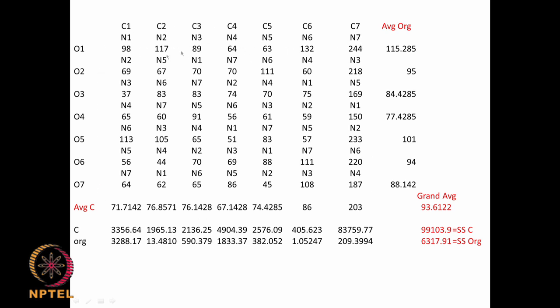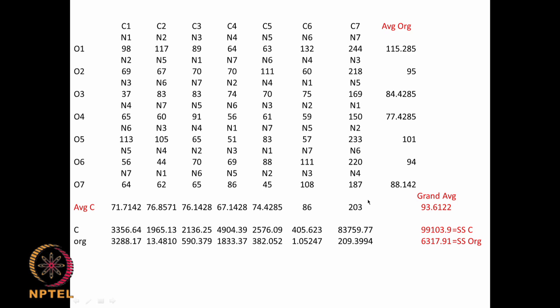If you look at the row, you will get an average. This is the average for organism 1, this is the average for organism 2. That means I am adding up all these terms and dividing by 7, and this is for organism 3. I am adding up all these dividing by 7, adding up all these dividing by 7. Okay, we got the hang of it. Now, for carbon I have to just add up the columns and divide by 7. So, this is the average for carbon 1, this is the average for carbon 2, this is the average for carbon 3, 4, 5 and 6, okay, and 7.